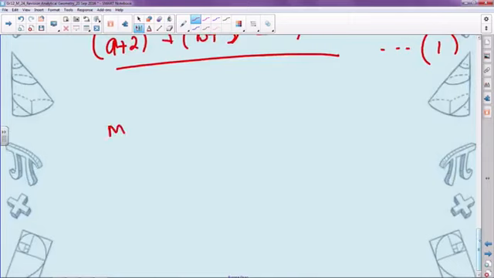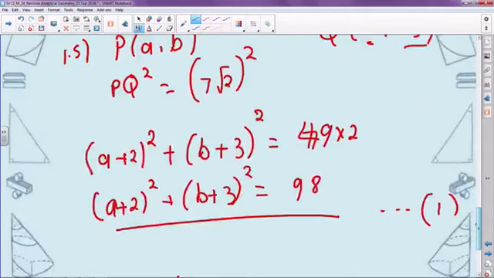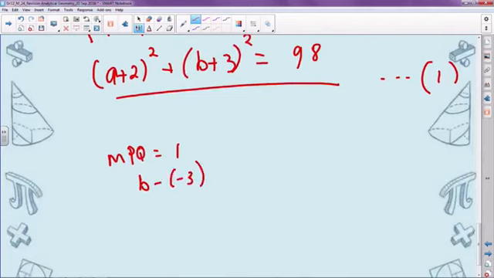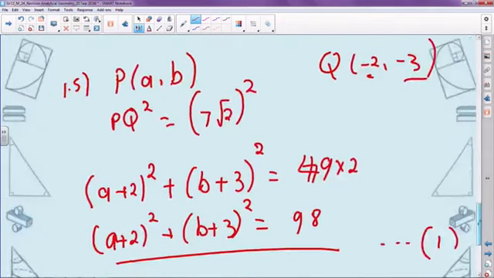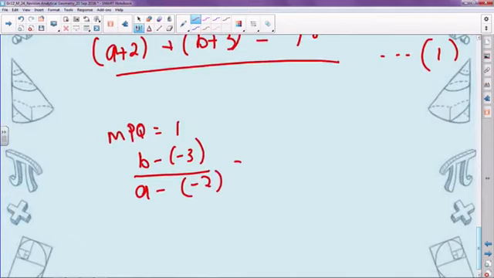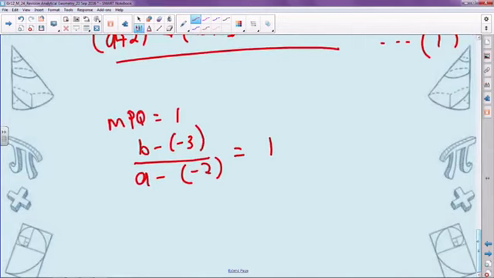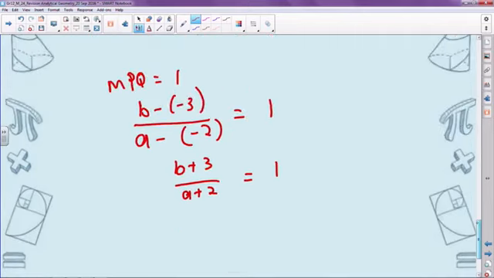Well, we know that the gradient of PQ was 1. So therefore, gradient we know is y2 minus y1, and remember y1 is minus 3. So we use a bracket so that we don't make a mistake with our signs, over x2 minus x1, which is minus 2. And that's equal to a gradient of 1. So we end up with b plus 3 over a plus 2 is equal to 1. You can see that I got the positive 3 by saying minus 1 times minus 3, and I got the positive 2 by saying minus 1 times minus 2.